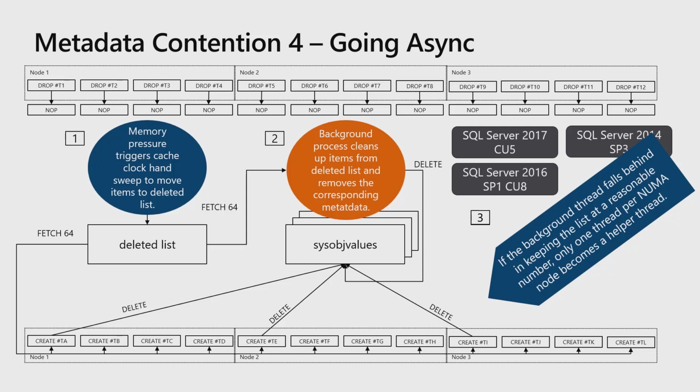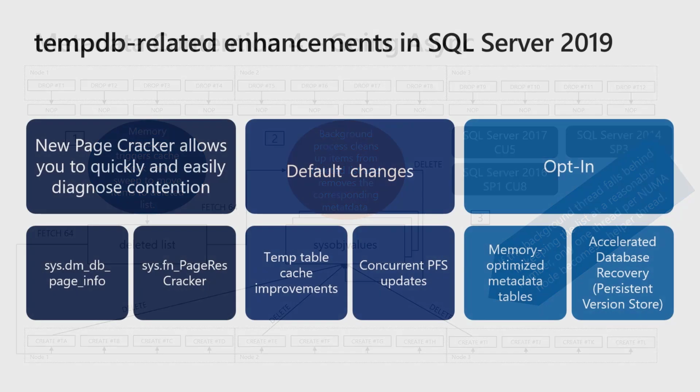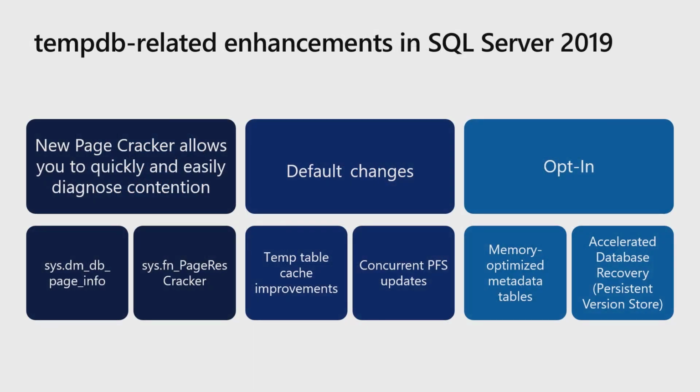So this should drastically reduce that contention on those system tables, and this applies to all the versions and releases that are shown on the slide and up. Now, this doesn't correct the problem completely, but as of SQL Server 2017, we still had a pretty severe metadata contention, so the story doesn't end here. Let's talk about the tempdb related enhancements in SQL Server 2019.